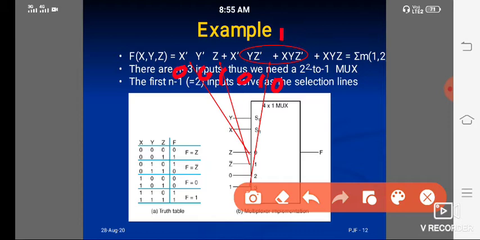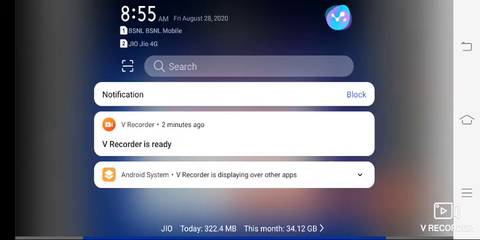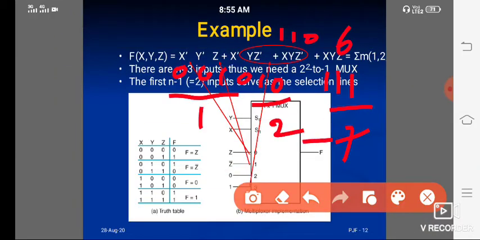Next one is 0 1 0. Next one is 1 1 0. Next one is 1 1 1. So this value will be 1, this value will be 2, this value will be 7, this value will be 6. So I found the values 1, 2, 6, 7 are our values.